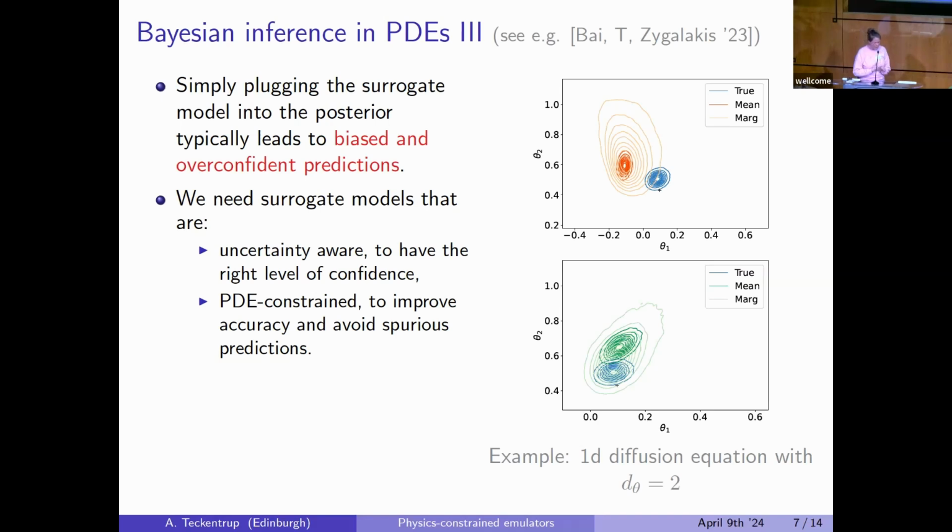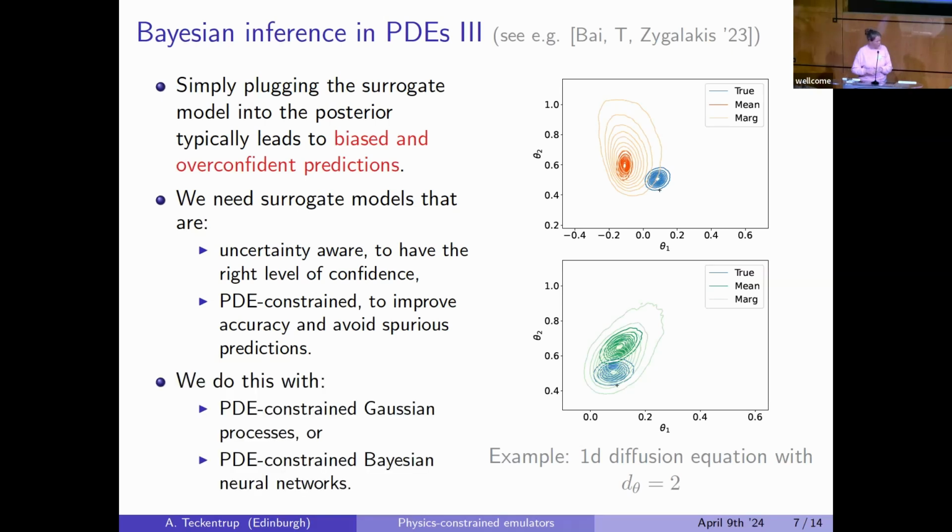So these two things really solve the two different issues. So the uncertainty aware solves the problem that you're overconfident, right? So it's kind of getting you back to the right level of confidence that you should have in your inference. And the PDE one is the one that kind of gets rid of the bias and it improves the accuracy.